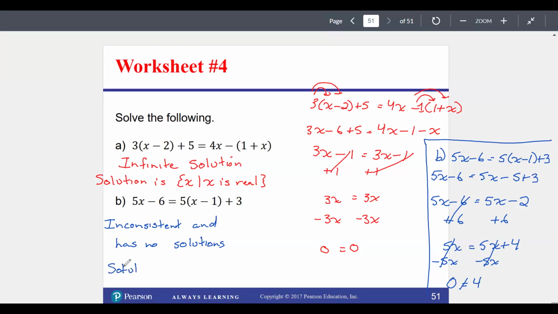If I were to write the solution set for this one, I would either write just empty set brackets, or I'd write the symbol for an empty set, or sometimes we call that a null set.